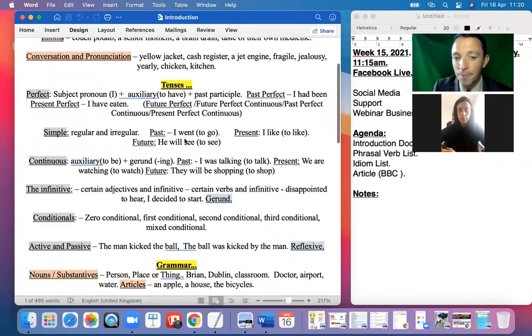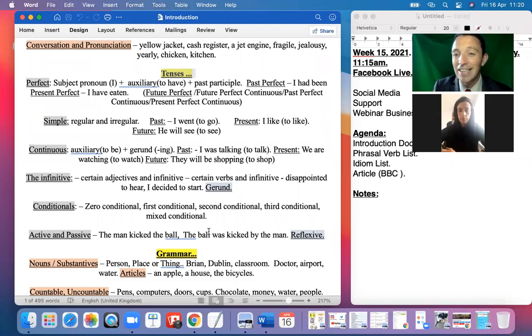Okay, the second section are tenses, and when you speak English you need to be very familiar with the different tenses in English.